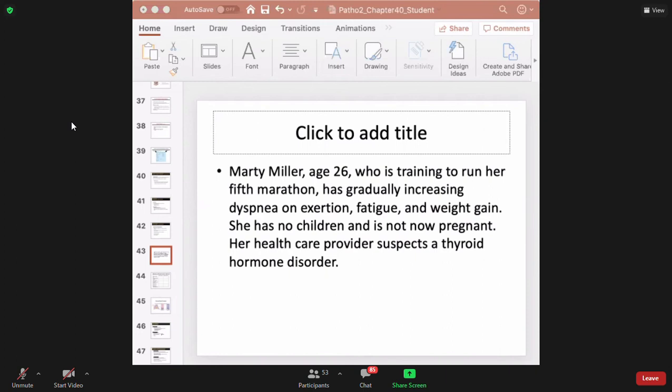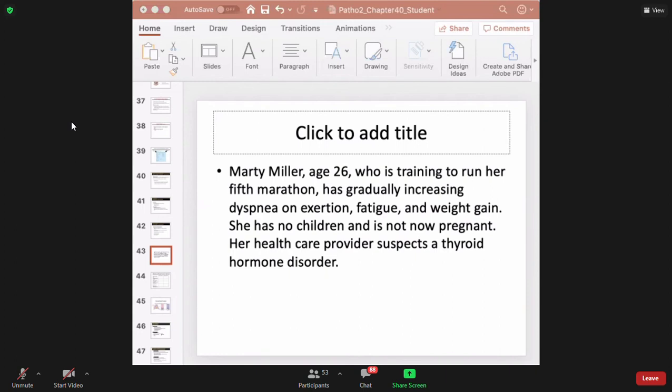Yes, we could ask about her cold intolerance. We could ask if her menses is heavy, or if it's scant. It should be heavy if she's got hypothyroidism, right? What else could we ask about? If she has any family history of thyroid disorders. Yeah, that's a good one. What about her GI system? It's probably super slowed down, so she'd probably be constipated. She'd be mentally sluggish. Absolutely. Very good, guys.